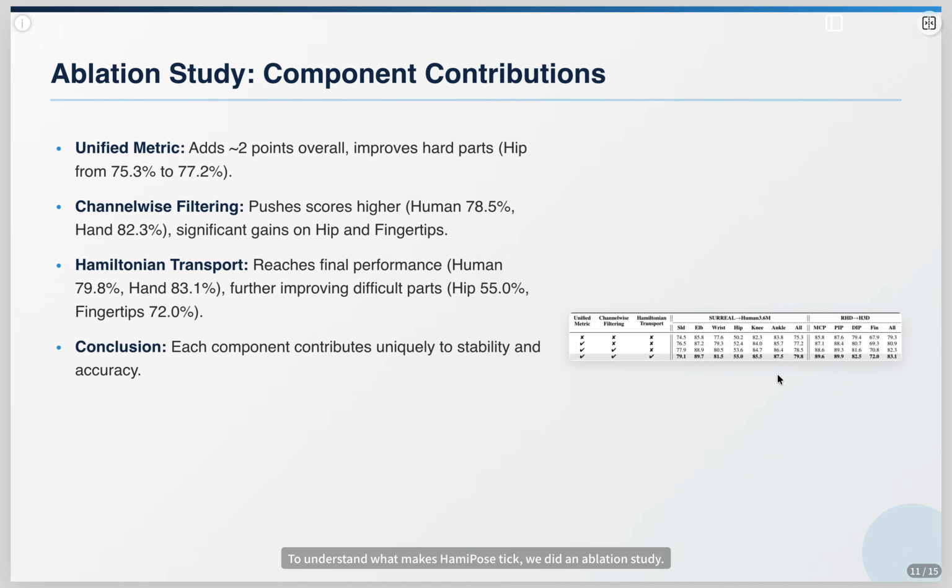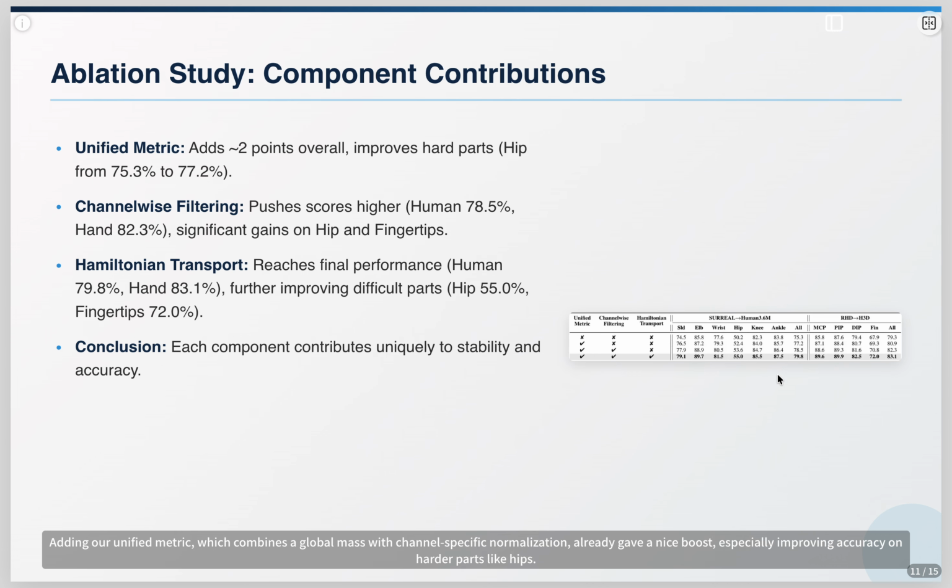To understand what makes HamiPose tick, we did an ablation study. We started with a basic mean teacher setup. Adding our unified metric, which combines a global mass with channel-specific normalization, already gave a nice boost, especially improving accuracy on harder parts like hips.